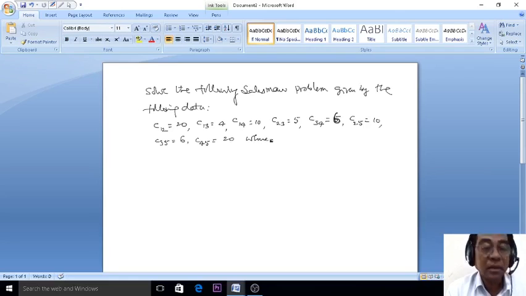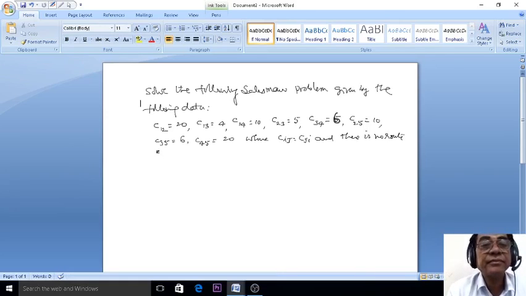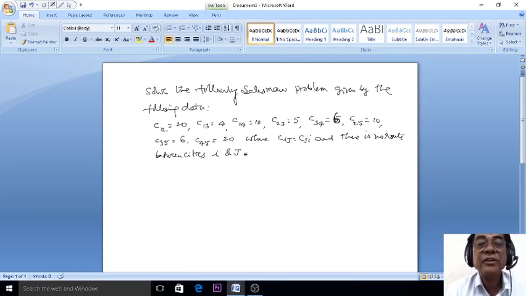where Cij equals Cji, and there is no route between cities i and j if the value of Cij is not known.